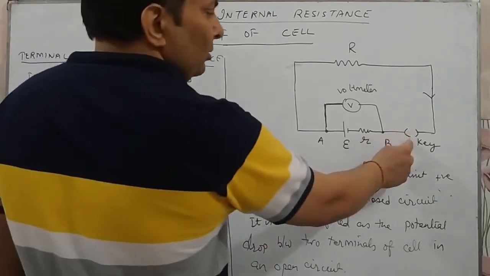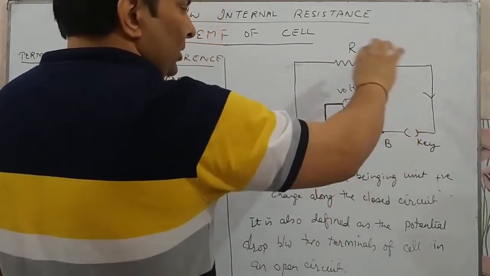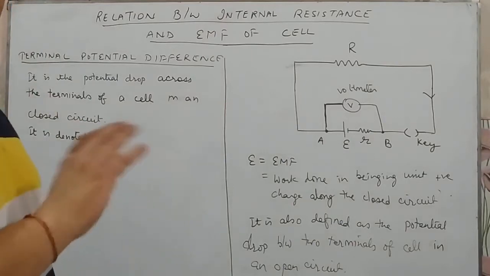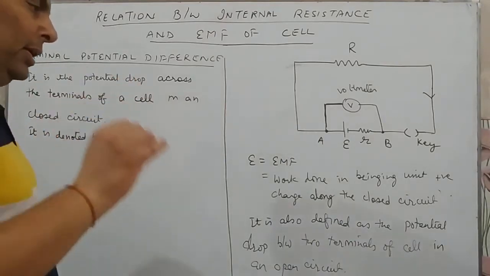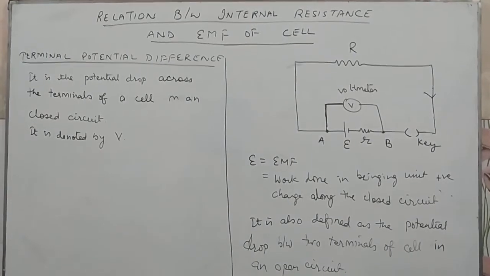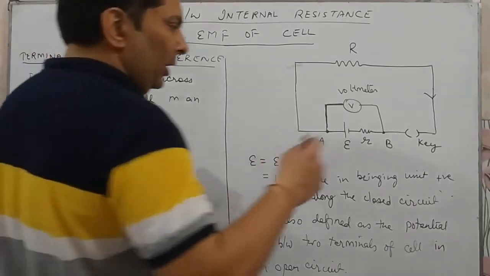When this key is switched off, this circuit is working in such a way that no current is drawn from it. So a circuit where no current is drawn is called an open circuit. In an open circuit, the potential drop between two terminals of the cell is called the EMF. Now the second definition: suppose we switch on this key.